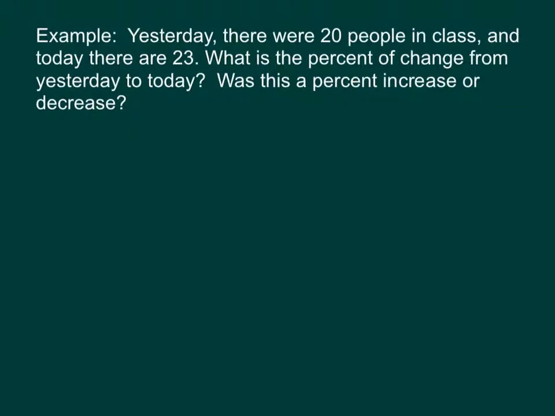Let's look at an example. Yesterday there were 20 people in class, today there's 23. What's the percent of change from yesterday to today, and was this a percent of increase or decrease? I would actually answer the second question first. Yesterday there were 20, so that was the original amount. Today there are 23, so this is the new, or final, amount. Was this a percent of increase or decrease? Well, the number went up, so it's a percent of increase, which also helps us know that my answer should be positive. The change should be positive, and the percent should be a positive number.